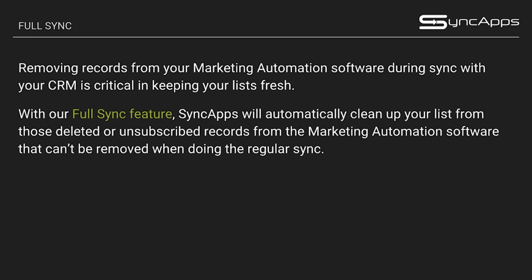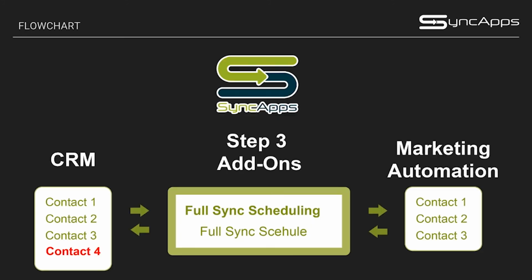So how can you utilize and optimize the full sync feature? It's very easy. So let's say you have deleted a contact in your CRM software. With our full sync add-on in step 3, SyncApps will then automatically delete that removed record from your CRM to your marketing automation. It can also be bidirectional. So if you have deleted a record in your marketing automation, it will also be reflected as a removed contact immediately in your CRM.